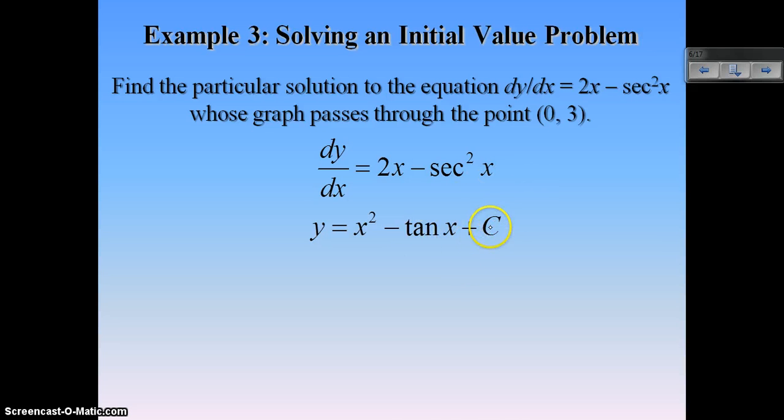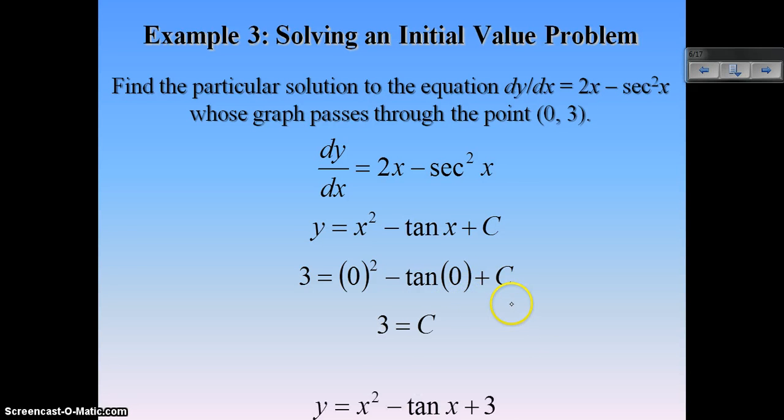To find the c value, plug in the initial condition, 0 for x, 3 for y. We have that. Now that's obviously 0. The question is, what is tangent of 0? Well, we know from our beloved unit circle that tangent of 0 is 0. So c equals 3, and we rewrite the problem with the c value plugged in.